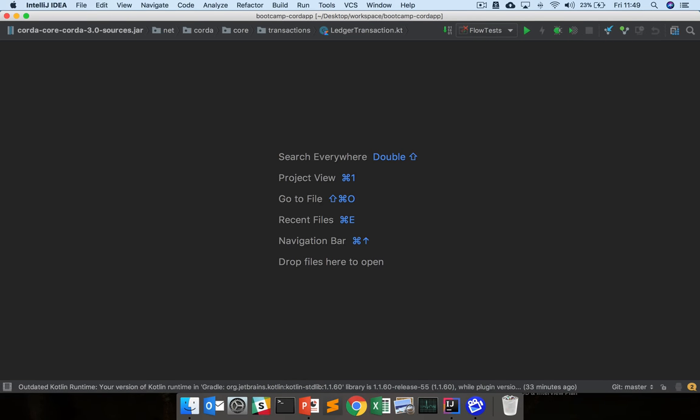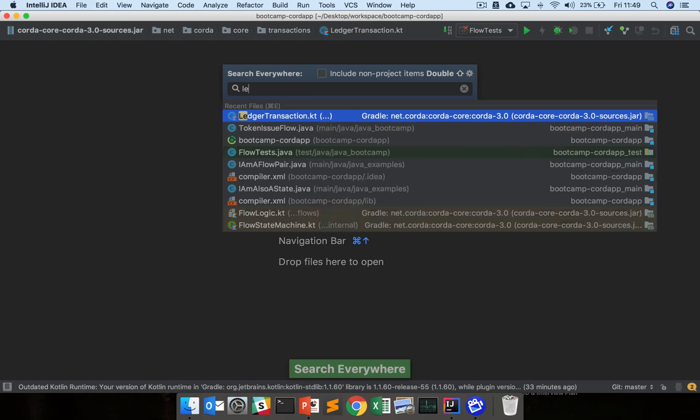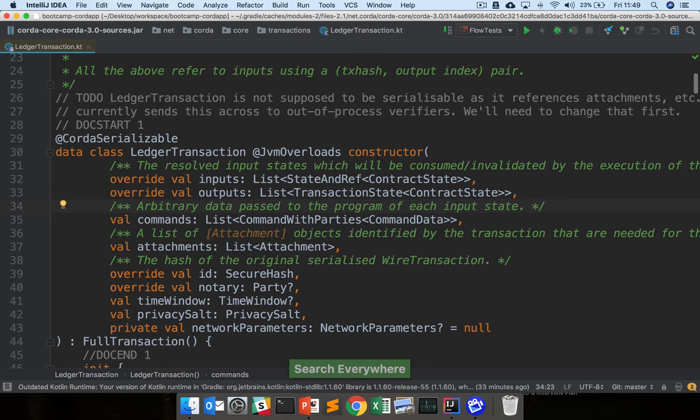Let's take a look at the transaction API. So we're going to start with the ledger transaction class. And a ledger transaction represents a transaction on the ledger. And it has a lot of fields. So you can see here as inputs, outputs, commands.